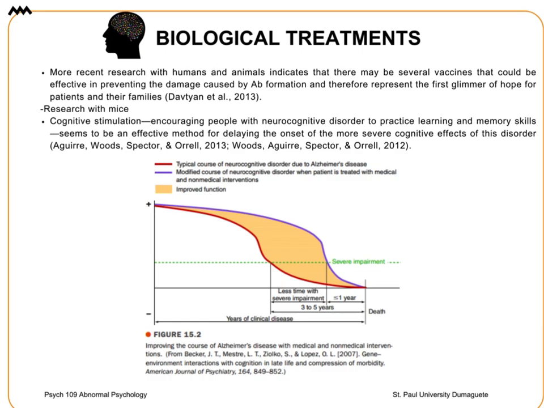So as you can see, this is the chart. On the chart is the red line. Yes, it shows improving the course of Alzheimer's disease with medical and non-medical interventions. So this red line is for those without medical interventions, and then this purple line is for those with interventions. So I mean there's a huge difference, although not really that big, but at least there's a difference.